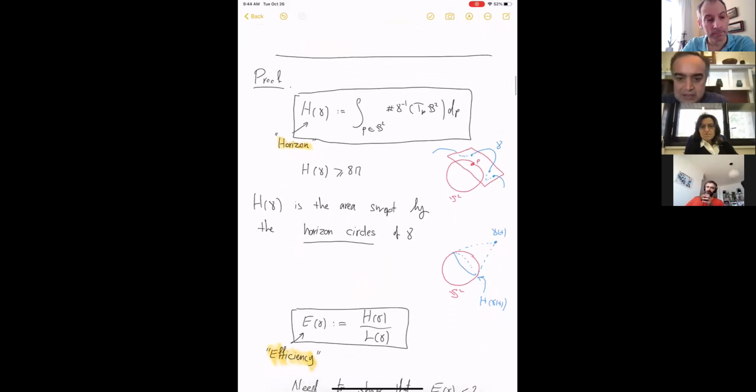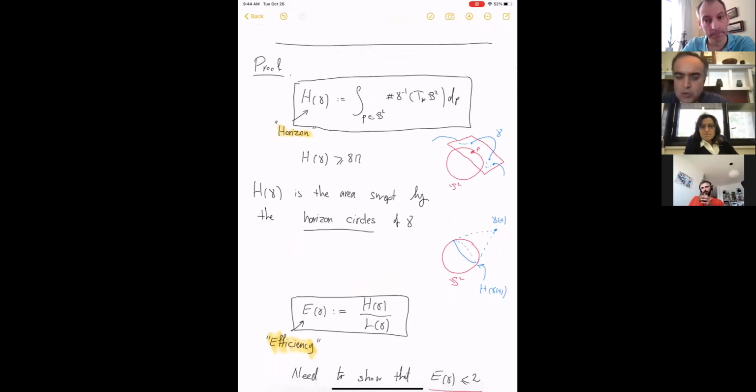So look at this picture here where I've drawn this cone. If you have a point outside the sphere, then all the points inside that cone are the points that are visible to you. The boundary of that is the horizon. So horizons are the set of points where you can just barely see.